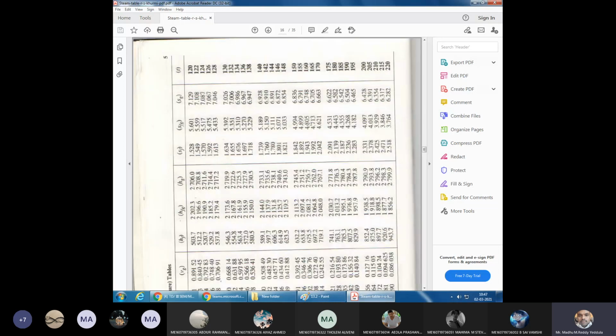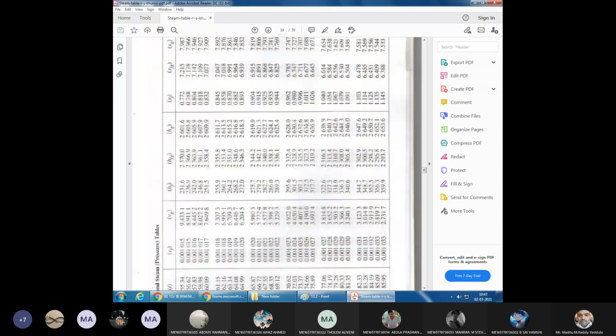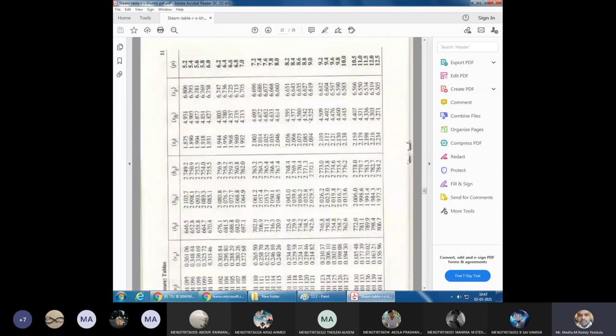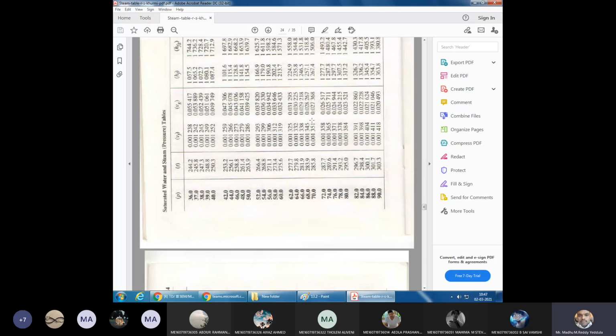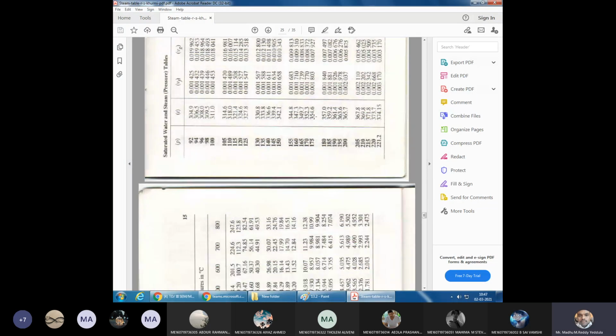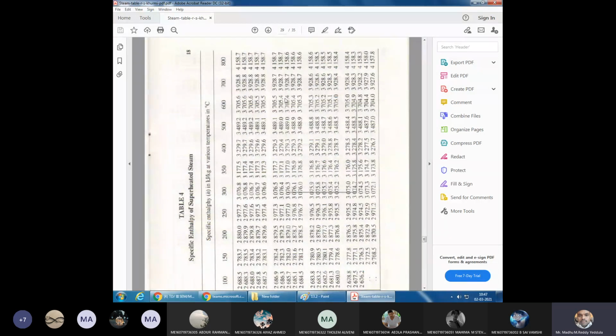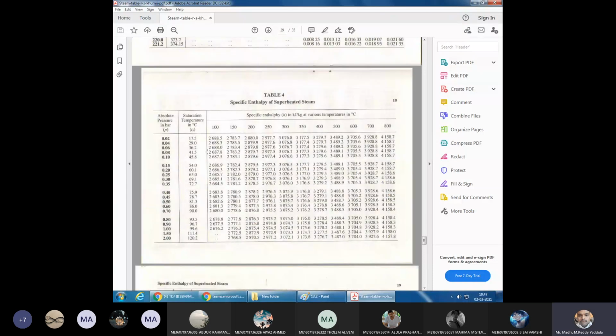Meanwhile, you also open your table. Saturated, this is all saturated. Specific volume. All right, enthalpy. Rotate in the clockwise direction. Now you can see here. We need to see the first column or the second column. Second, sir. We know the second column because temperature is given in the problem.